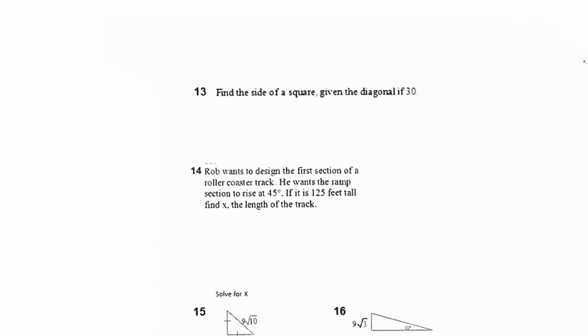All right, number 13, find the side of a square given that the diagonal is 30. So if the diagonal is 30, again, this is a 45, 45, 90. So how do I get from this diagonal back to the leg? Divide by square root of 2, that's right. So this is just going to be 30 divided by the square root of 2.